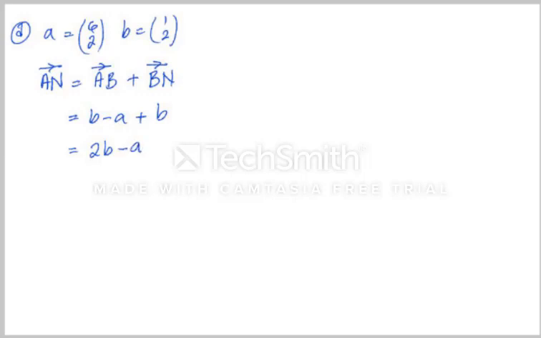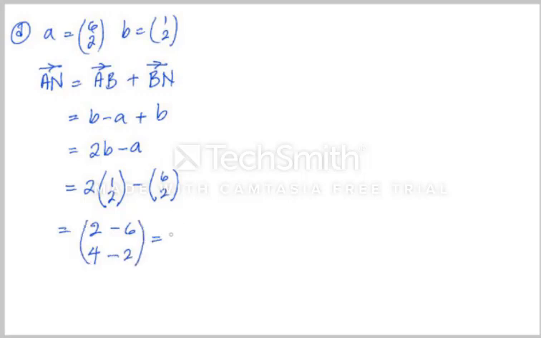So that's AN. In column matrix form, this is 2 times B, which is (1, 2), minus A, which is (6, 2). So multiply all the numbers inside by 2: 2 times 1 is 2, and 2 times 2 is 4. Minus 6, minus 2. So this is (-4, 2).